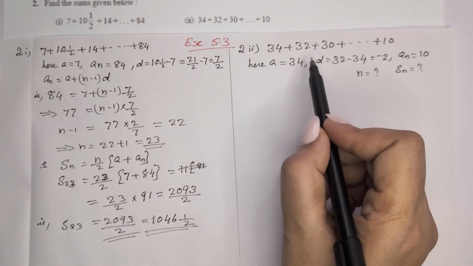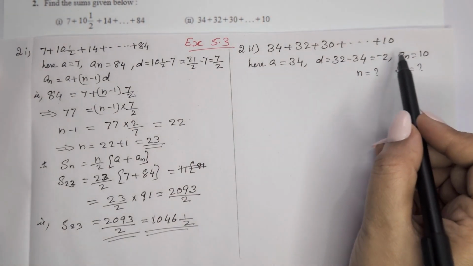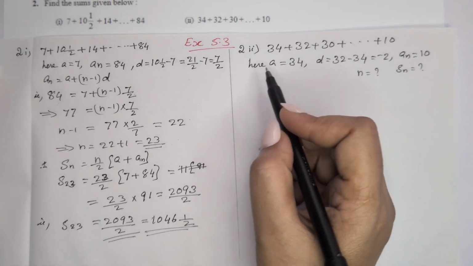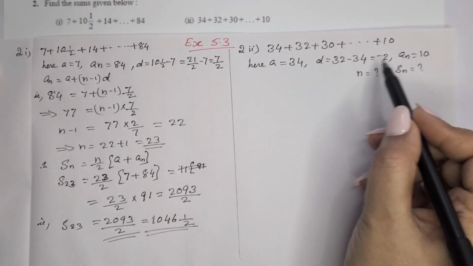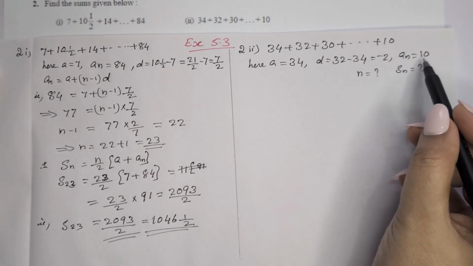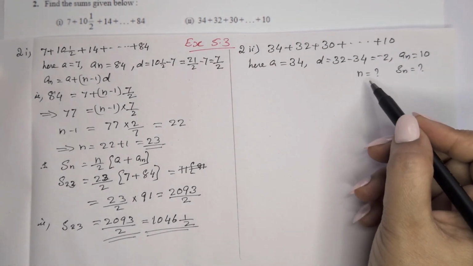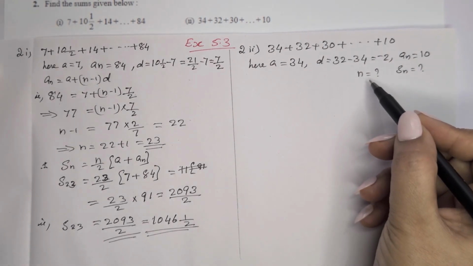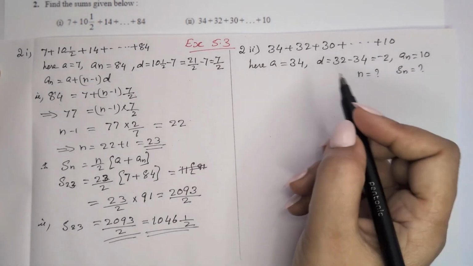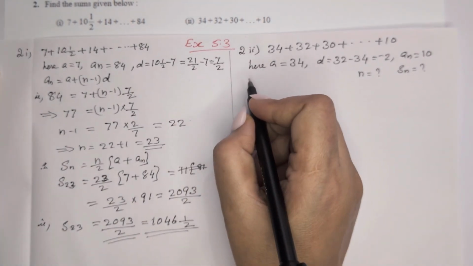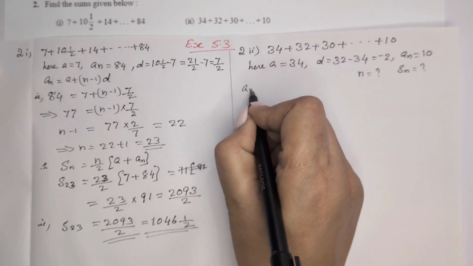Second question, 34, 32, 30 etc. up to plus 10. a is equal to 34, d is equal to 32 minus 34, so minus 2. And last term is 10. Then we have to first find n, the number of terms, and then the sum of these terms. So to find n, that means an, we have to apply the formula.